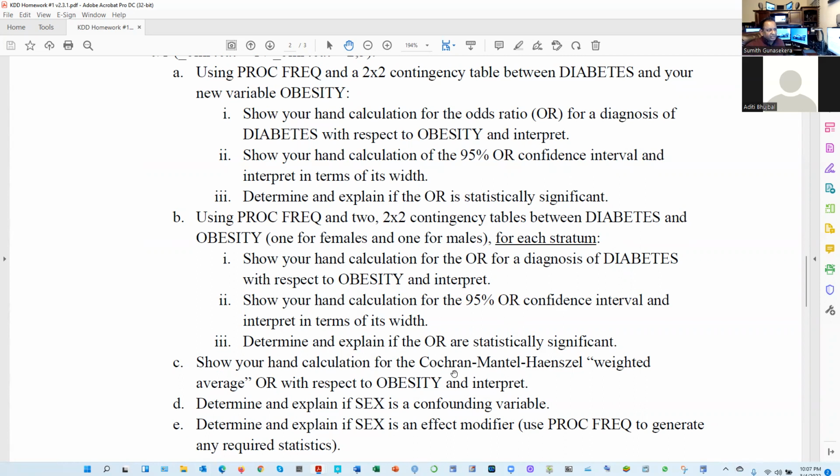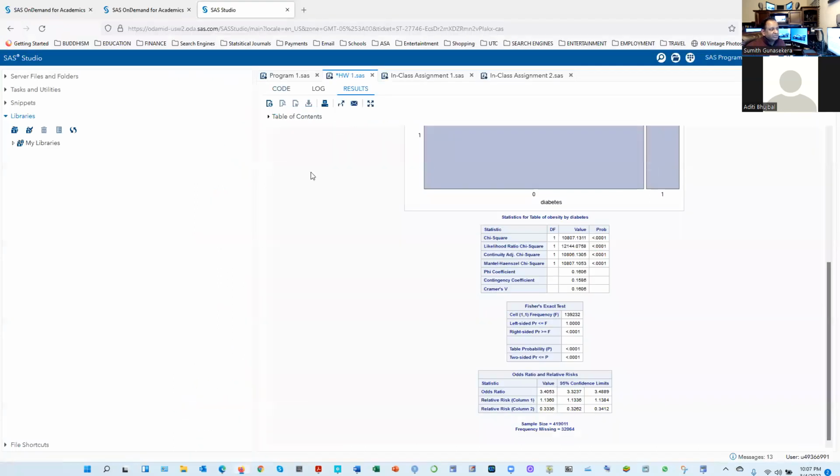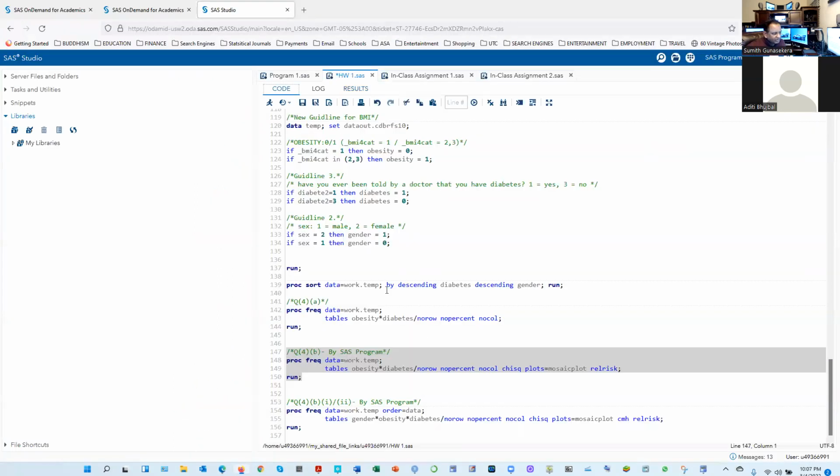We are trying to do the Cochran-Mantel-Haenszel weighted average OR as well as relative risk, both we can build up. Okay. So I'm going to head over here and go to 4. This time I'm going to put the gender times obesity times diabetes. If I want, I'm going to put the CMH2. CMH stands for Cochran, Mantel, and Haenszel. See, relative risk also can be displayed too.